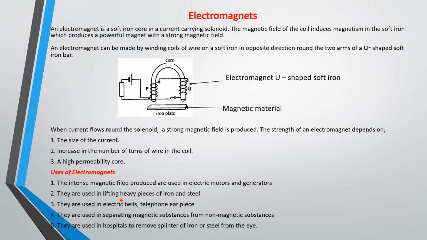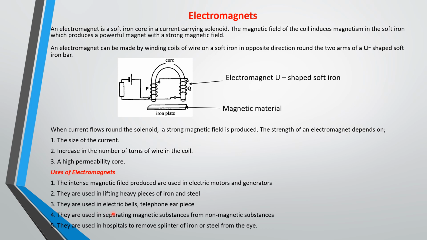They are also used in lifting heavy pieces of iron and steel, especially if you go to ports where they have to arrange cars in different places. They use this principle of the electromagnet to carry the cars. A large magnet will pick the car and position it in another location.